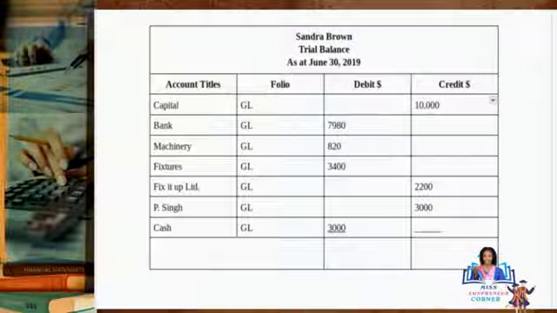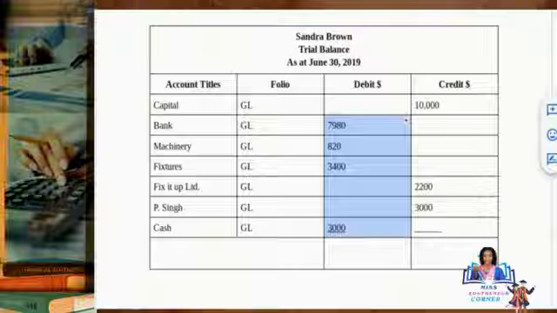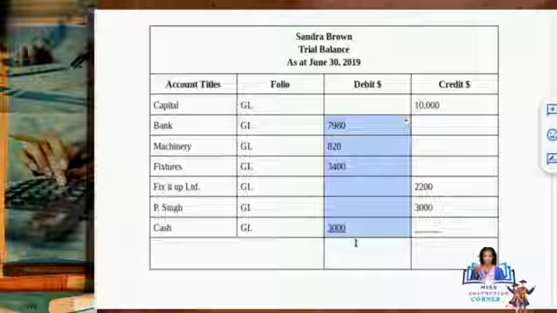That would go to show that the entries that we would have made in the ledger accounts are correct. So let's go ahead and add. Under the debit side, we have $7,980 plus the $820 plus $3,400 plus $3,000, and that gives us $15,200.